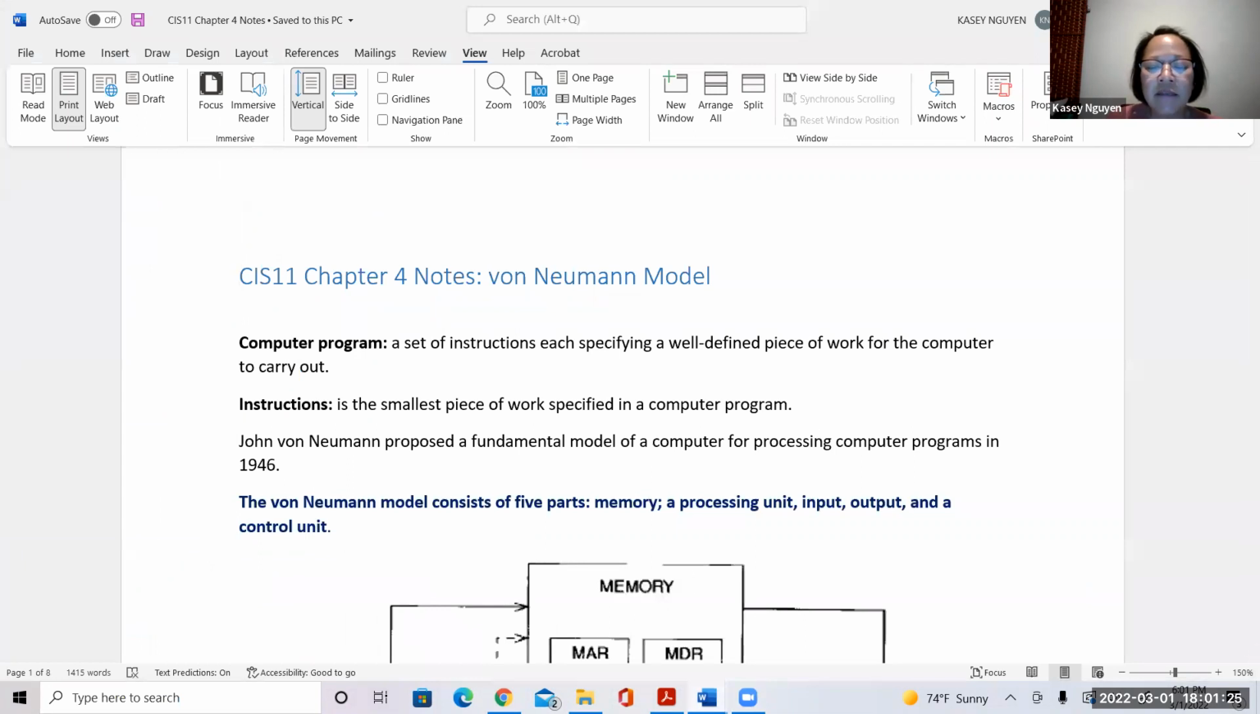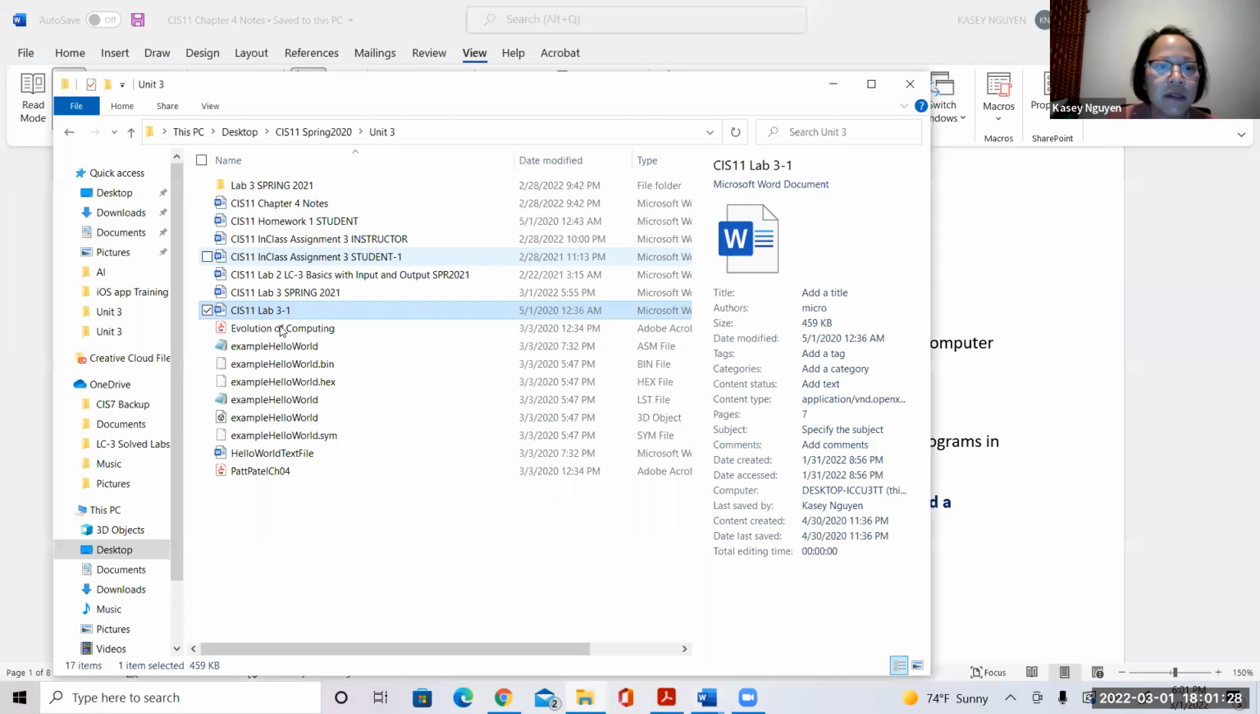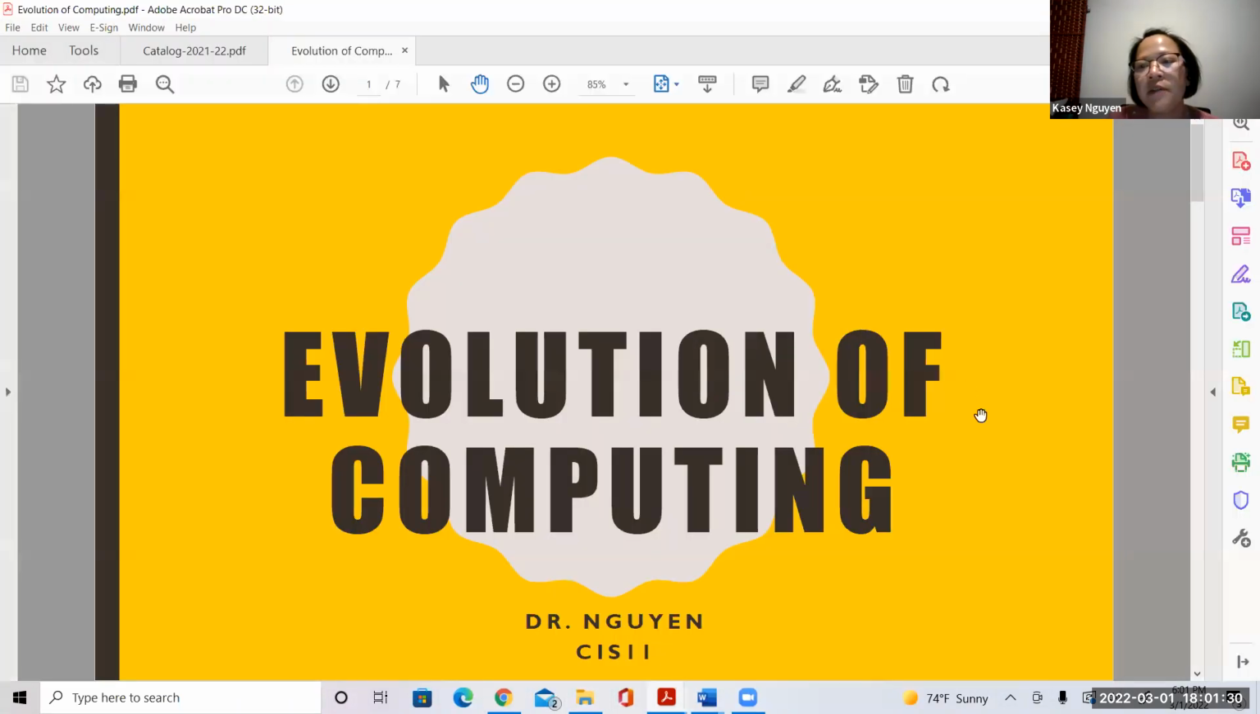So before I dive into the notes, I just want to share with you a little slide that I made a while back when I started teaching intro to computers and also assembly especially. I just want to give you a little overview on how things have changed over time, because we are going to talk about the von Neumann model today, and give you a little bit of history on how things have changed since the 1940s.